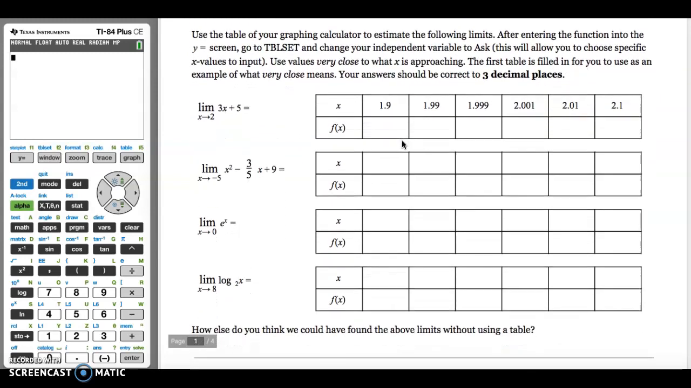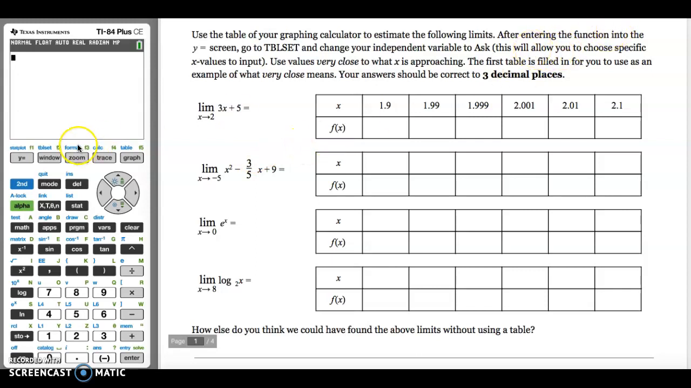Go ahead and with your graphing calculator, we're going to estimate the following limits, and then I'm going to show you on your Delta Math assignment just a few examples of the problems you'll have to do. Let's first change our calculator. We know that in order to find the limits of these equations as we approach certain numbers, we have to plug these into our y equals screens, and then we also have to be able to ask our table things.